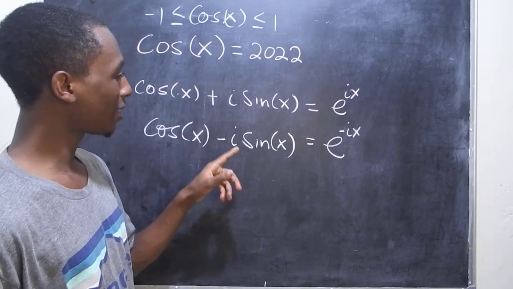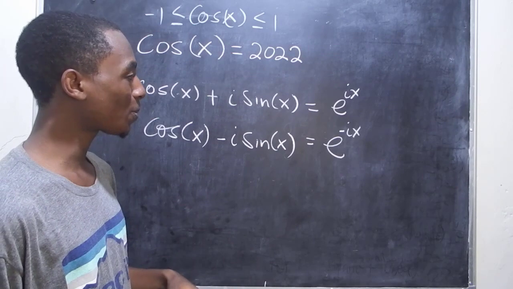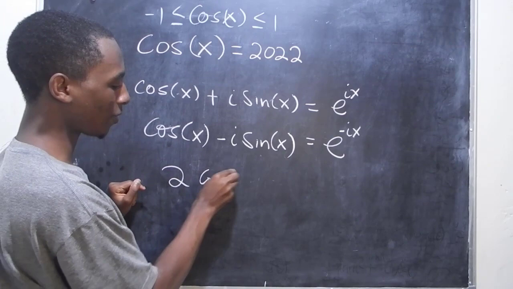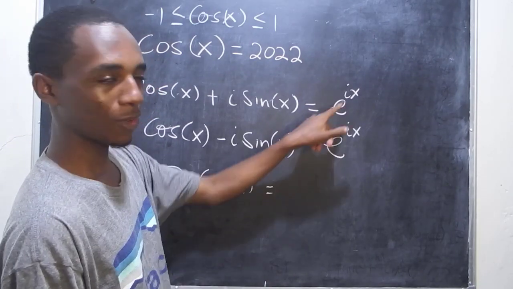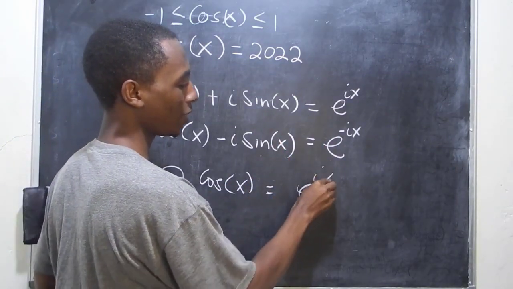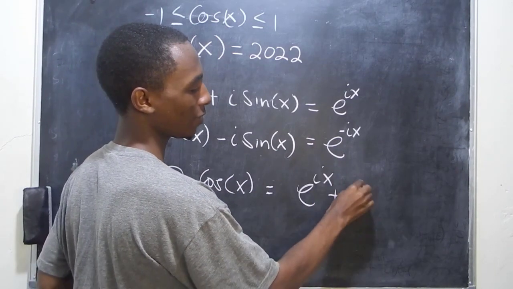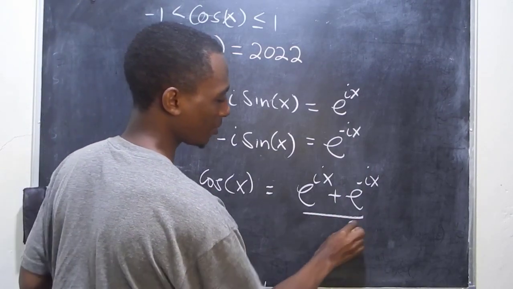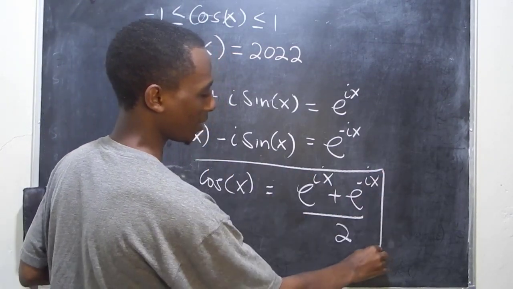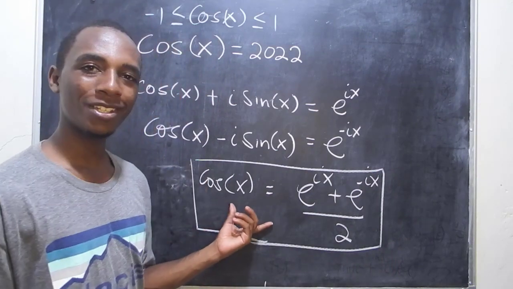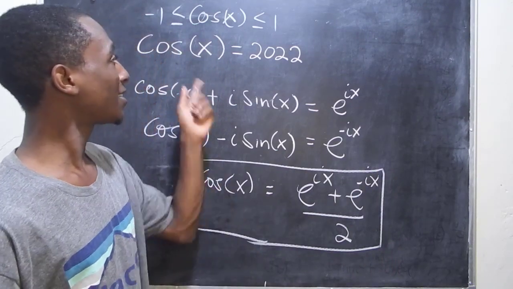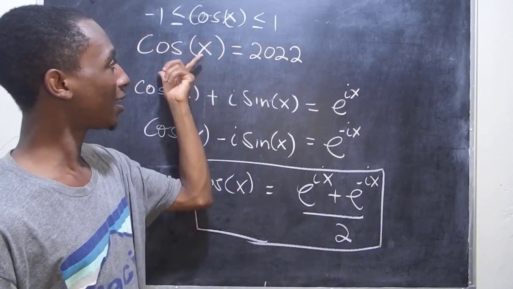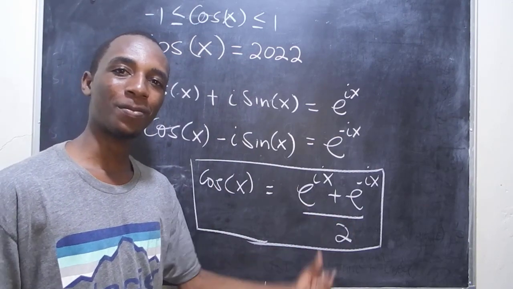And just looking at this, you can see that if I add up the two expressions, this will cancel out, and I'll just have twice cosine x equals, of course, this plus this, so e to the power ix plus e to the power minus ix, and I can just divide both sides by 2. So this right here is the alternative formula for cosine of x, and instead of having cosine x here, I'm going to have this. So let me clear the board and I write this cosine x in this form.